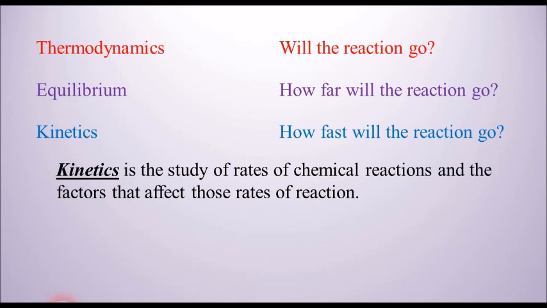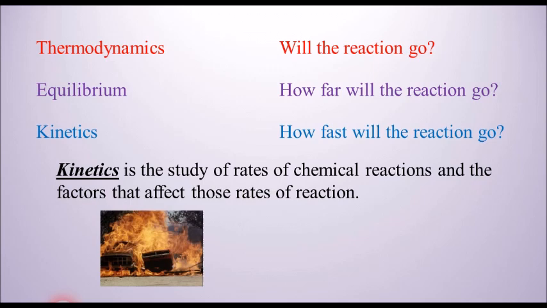Now, we can take a look at the rates of some reactions. I think intuitively we know that some reactions are just faster than others. For example, if we see this reaction right here, looks like something is on fire. Well, that seems to be a pretty fast reaction. When you see flames and smoke and things like that, that's a good sign that it's a very fast reaction.